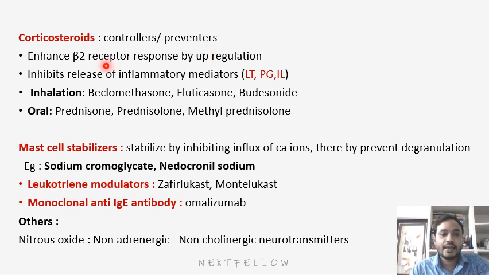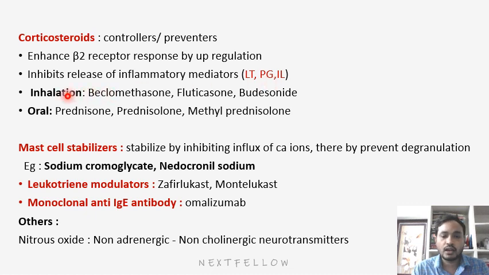They enhance beta 2 receptor response by upregulation. That means they increase the receptor level of beta 2, so if you add beta 2 agonist drugs, they will cause more bronchodilation. Next, they inhibit inflammatory mediators like prostaglandins, leukotrienes, and interleukins. Thereby, inflammatory mediators will get obstructed.